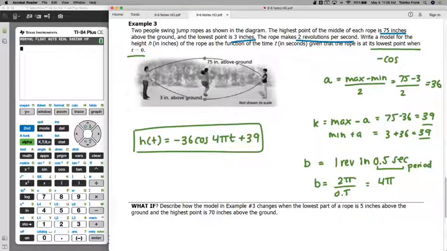Give that what if a try with those changes. See if you guys can come up with the answer. Check your answer online. The last one I'm going to do with you guys is example 4, and you need a graphing calculator for this one.